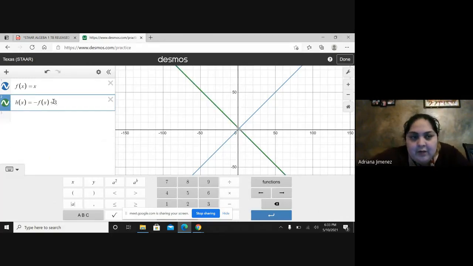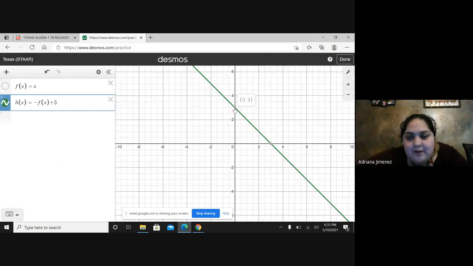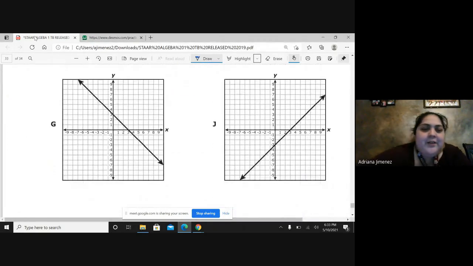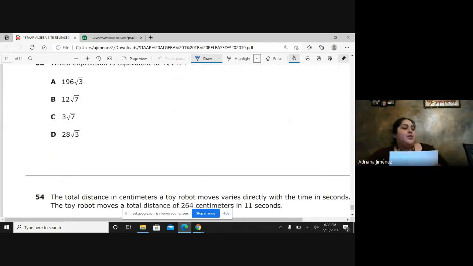So I'm looking for the one. I take the blue off because I'm not looking for the blue. I'm looking for this one. Zoom in. I'm looking for the one that's up here at 3. It's over here at 3. Okay, up at 3, and it's going down. The only one that's up at 3 and going down is this one. Okay, we got 2 more to go. It's 54 questions.